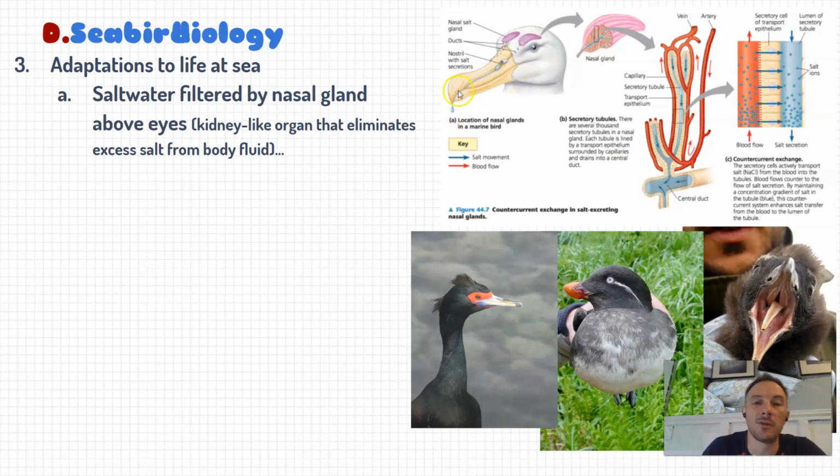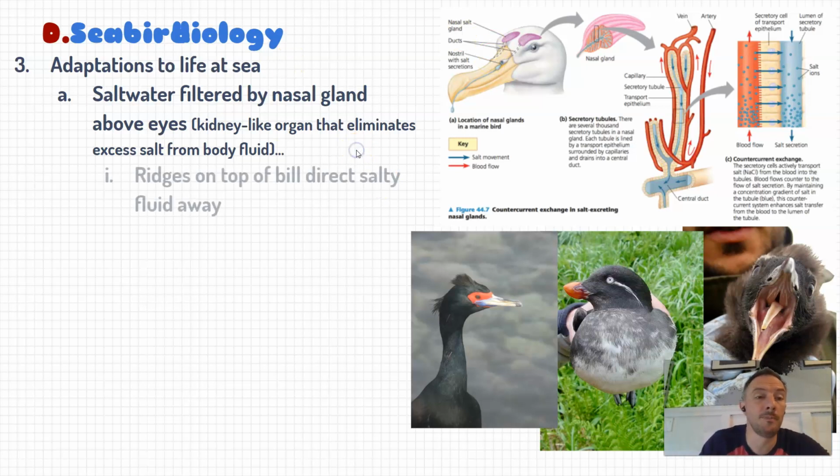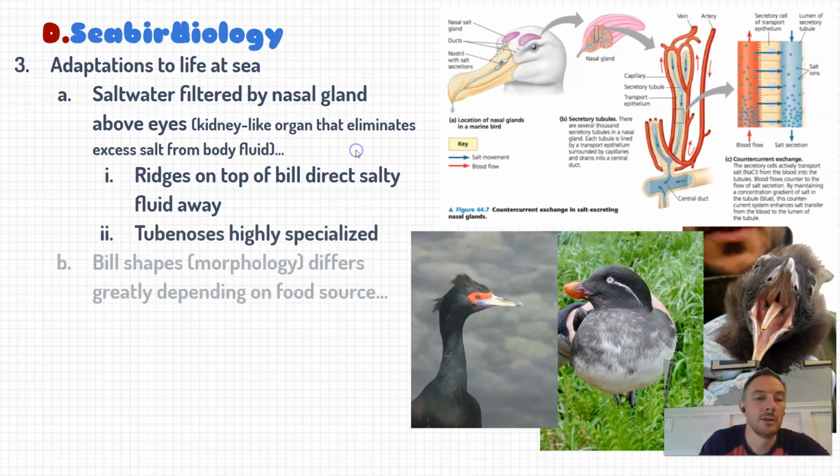And tube noses have special grooves as well to run the salt down so it doesn't blow back into their eyes. Kind of cool. All four groups of seabirds have this adaptation, but it's not the same in all four. It's similar. So another example of convergent evolution. They've all arrived at a similar style of adaptation to deal with this problem. In tube noses, ridges on top of the bill direct the salt away.